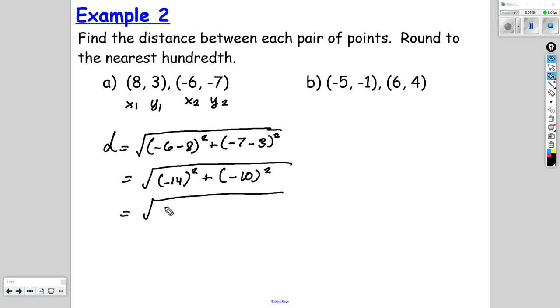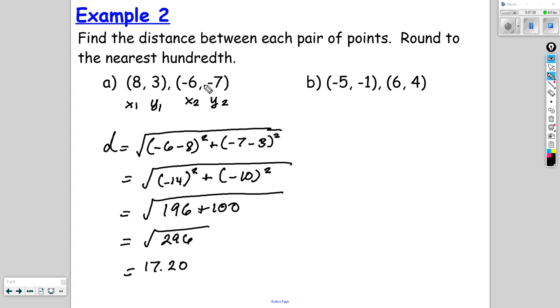All right, so 14 squared, that's 196. 10 squared, that's 100. So we have the square root of 296. And for these, we're just going to round this to the nearest hundredth. All right, so if we round this to the nearest hundredth, we have 17.20. All right, so that would be the approximate distance between those 2 points on the coordinate plane.